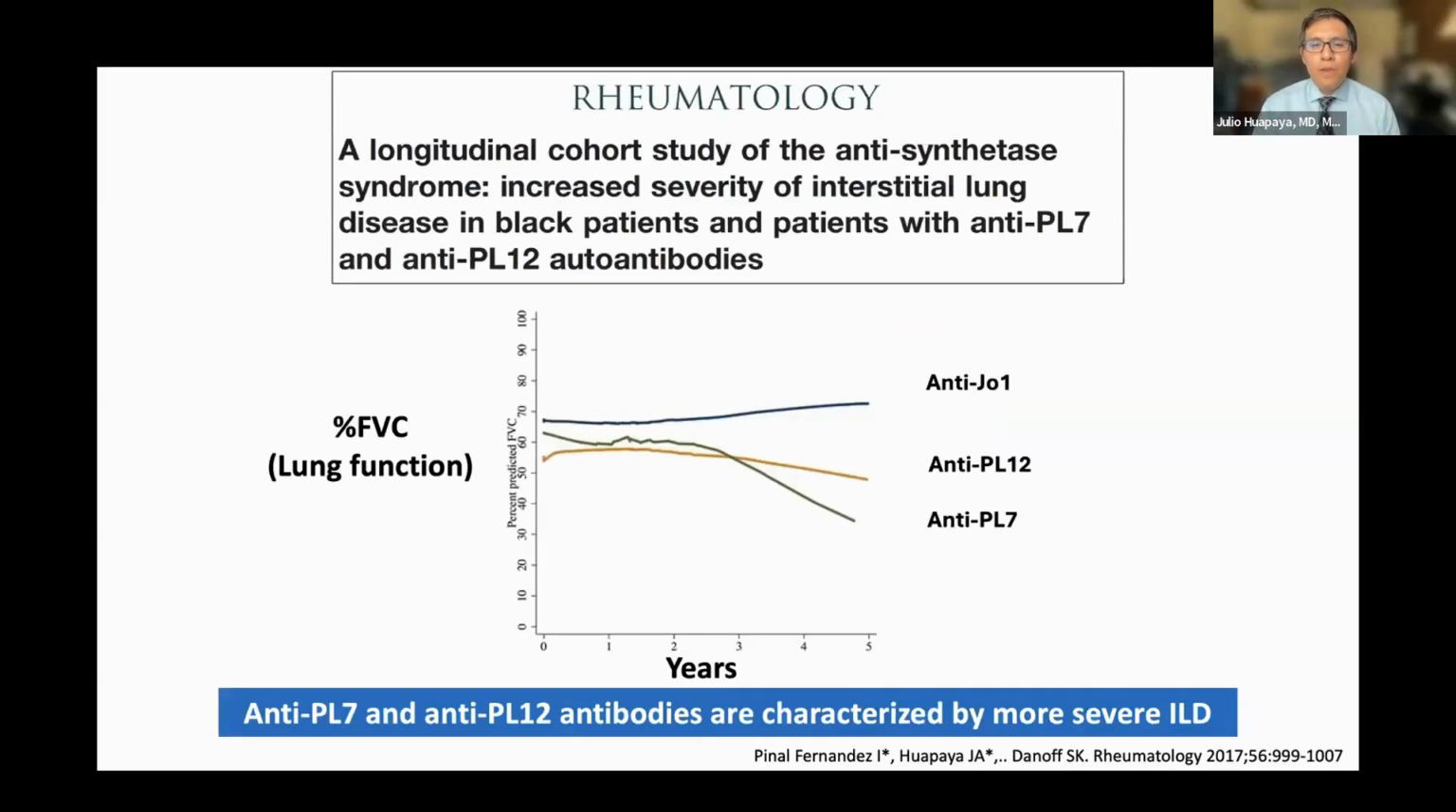Now, years ago, with the Hopkins group, with Dr. Danoff and Dr. Pinal Fernandez, we published some of the differences across different antibodies. And here, what I'm showing you is how the lung function was different for three different groups of patients with myositis with different antibodies. We have anti-Jo1 in blue, anti-PL12 in orange, and anti-PL7 in green. And again, you don't have to remember the types. But the bottom line is that we saw that patients with certain antibodies had more severe pulmonary fibrosis over time.